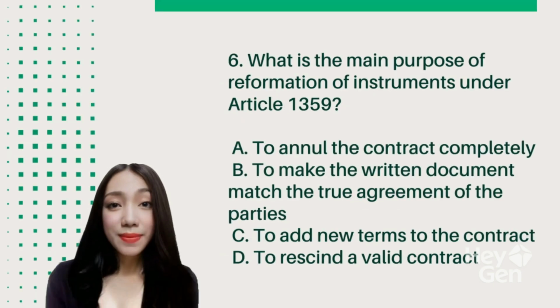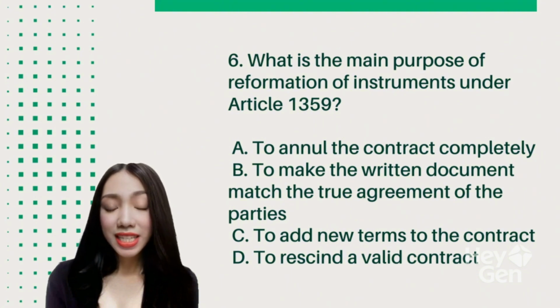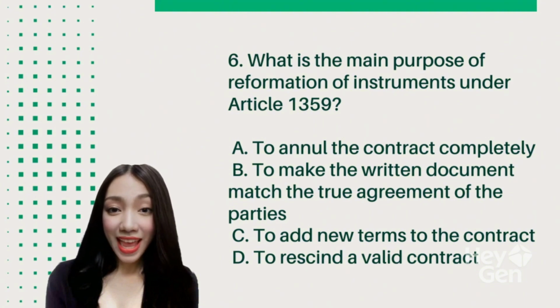6. What is the main purpose of reformation of instruments under Article 1359? A. To annul the contract completely. B. To make the written document match the true agreement of the parties. C. To add new terms to the contract. D. To rescind a valid contract.